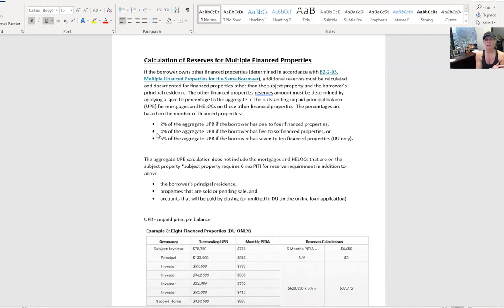Again, for anybody that maybe hasn't listened to or watched the credit video, there are 10 golden tickets, as Ridge Lending Group has coined them.